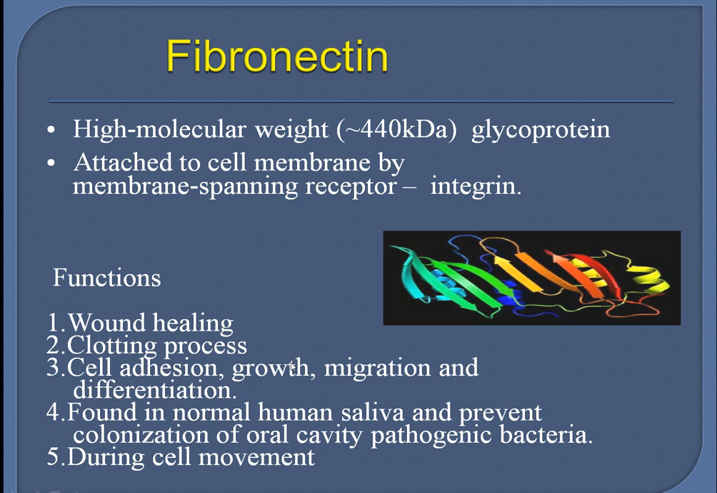Another function is that it is found in normal human saliva, so it prevents colonization of pathogenic bacteria in the oral cavity and pharynx. The other function is that it helps during cell movement. For example, in embryogenesis, through the pathways of fibronectin, it guides cells to their destination.